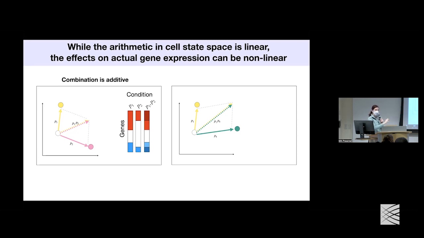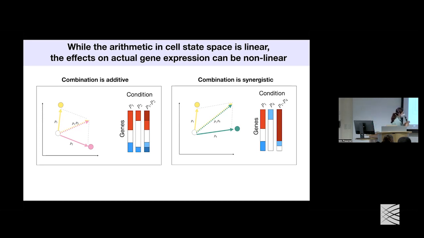And again, in cell state space, we are adding together their effects, but the decoder then converts the doubly perturbed cell state into a genetic interaction, like a synergy here, where this gene expression profile is wildly different from what you would expect from the additive effect.